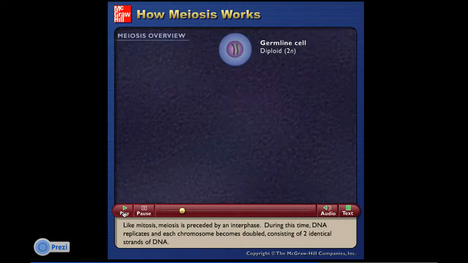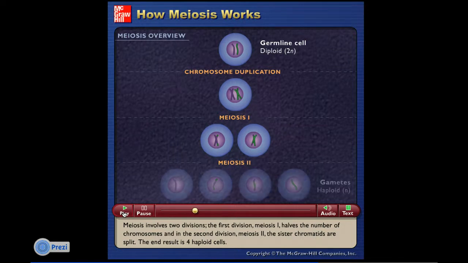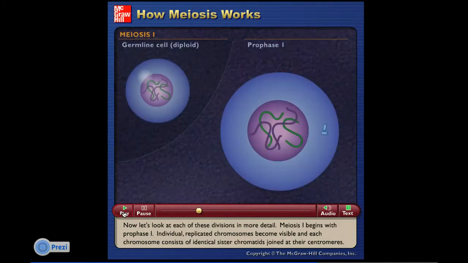Like mitosis, meiosis is preceded by an interphase. During this time, DNA replicates and each chromosome becomes doubled, consisting of 2 identical strands of DNA. Meiosis involves 2 divisions. The first division, meiosis I, halves the number of chromosomes, and in the second division, meiosis II, the sister chromatids are split. The end result is 4 haploid cells. Now let's look at each of these divisions in more detail.